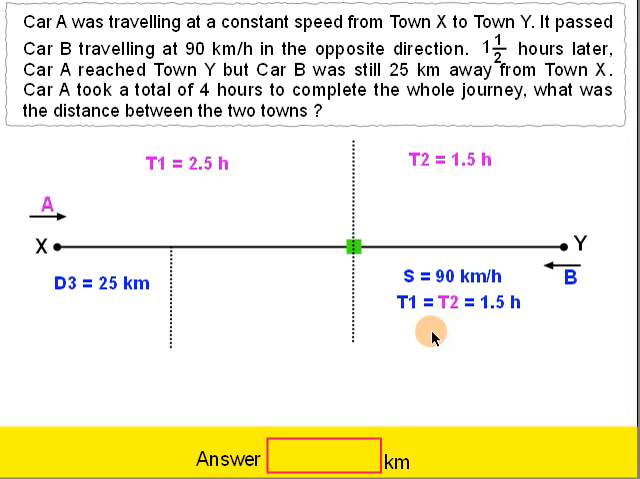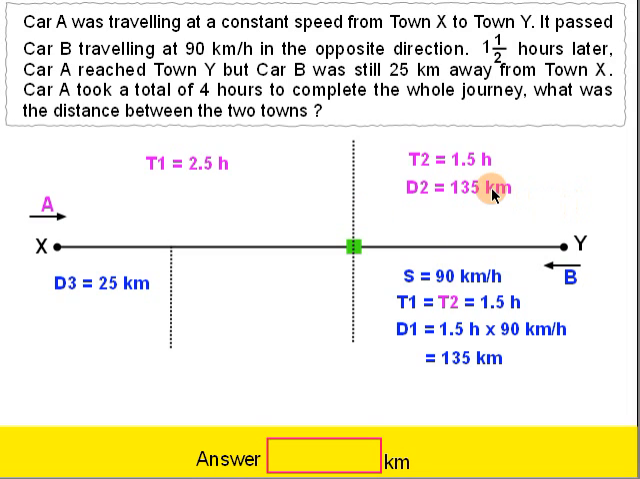Therefore the distance for car B from Tau Y till the point where they met is 1.5 hours times 90 km per hour. That gives us 135 km. Then there is 25 km. So we have to find this portion, add up, and we get the total distance. So the distance traveled is 135 km from here to here.